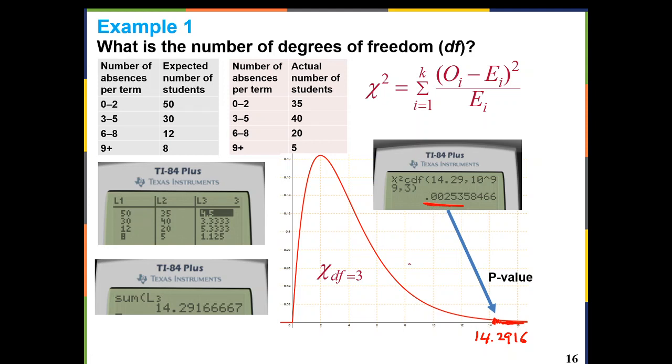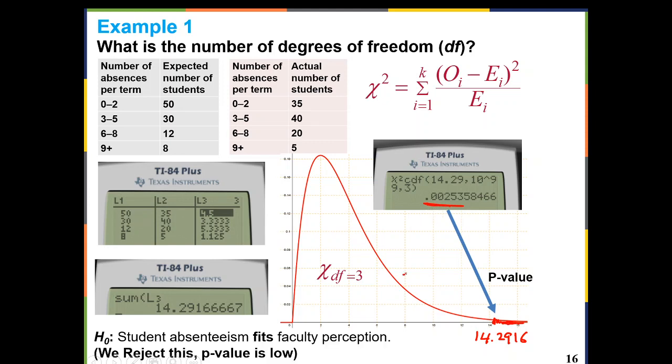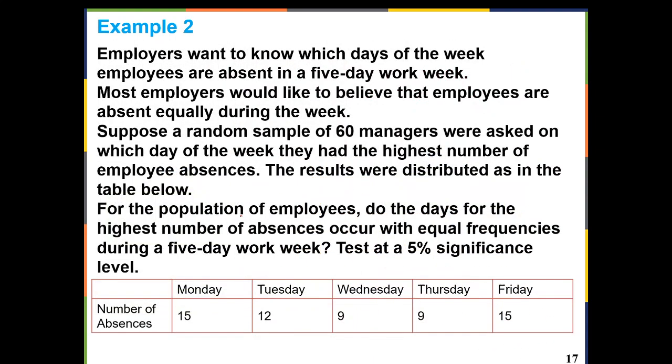So our decision here is that we're going to reject the null hypothesis that the student absenteeism fits faculty perception. So faculty perception was this, and we are going to reject that. Well, basically, we have enough evidence to say that's not true, right? That's the idea of testing, okay? So let's do some more.